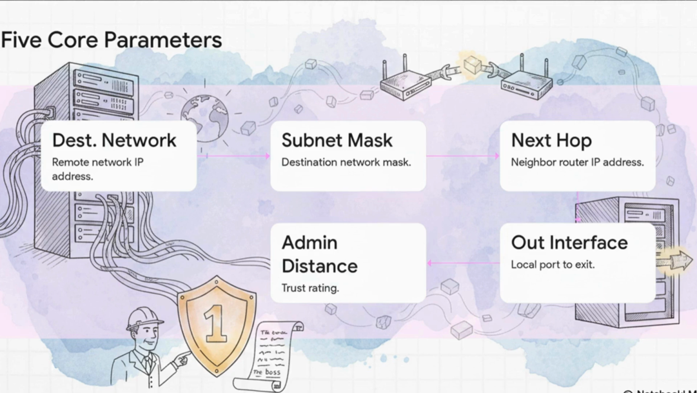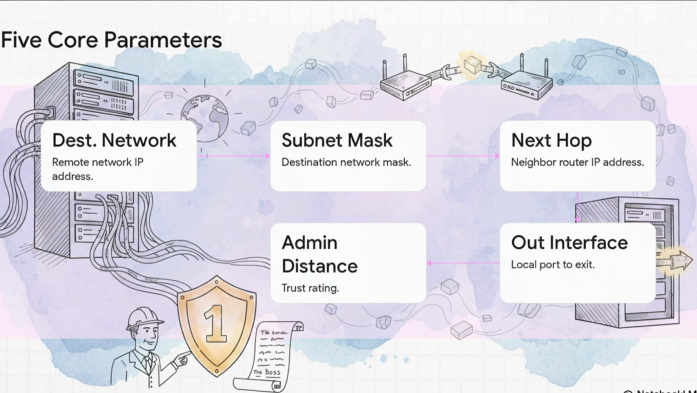Number 2 is the subnet mask, which has to perfectly correspond to that destination network. Number 3 is the next hop. Think of this kind of like passing a baton in a relay race. It's the IP address of the neighboring router that's going to forward the packet one step closer to its destination. Number 4 is the outbound interface, meaning the physical local router port where the traffic should actually exit.